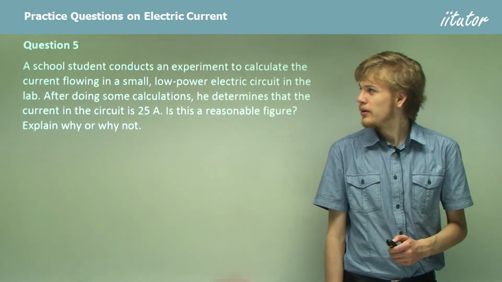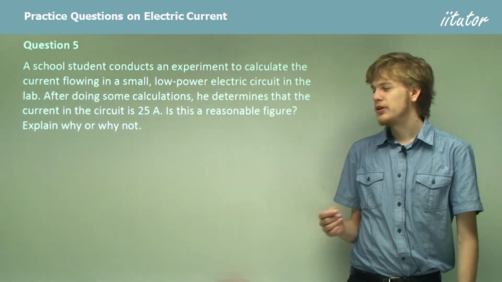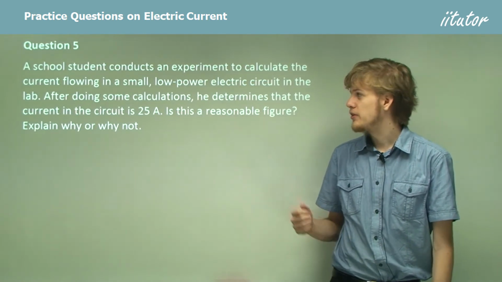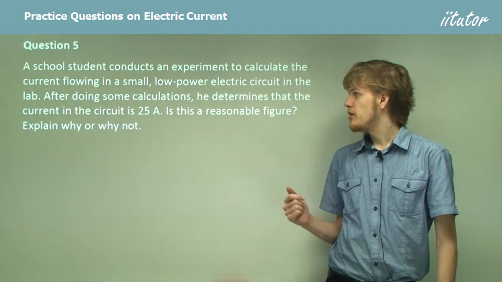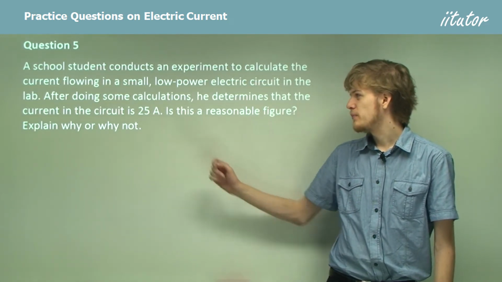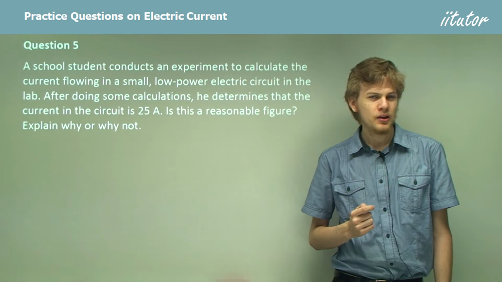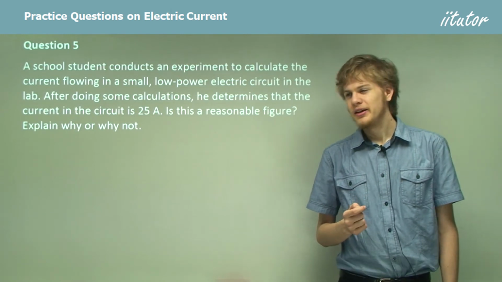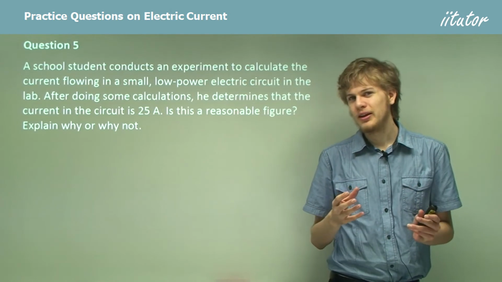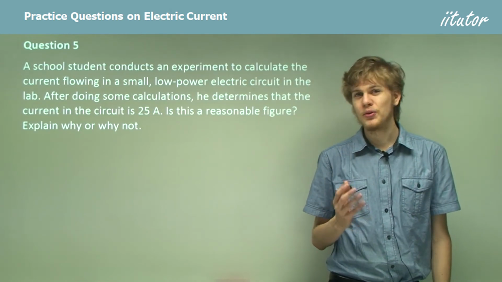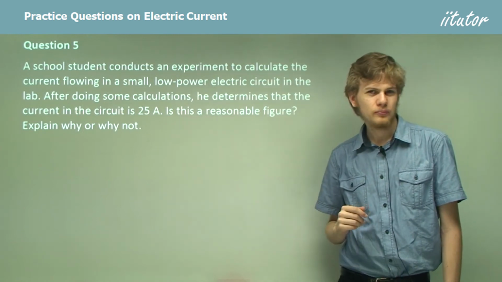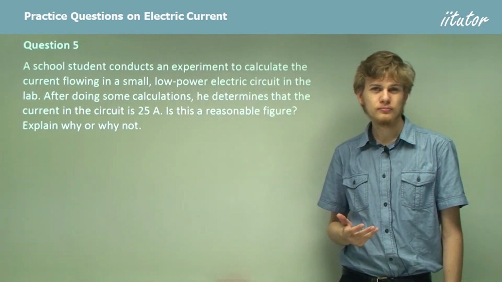Question 5. A school student conducts an experiment to calculate the current flowing in a small, low-power electric circuit in the lab. After doing some calculations, he determines that the current in the circuit is 25 amps. Is this a reasonable figure? Explain why or why not. Now, being able to answer a question like this is a very useful skill if you ever want to do experimental work in the lab. So, what do you think? Is 25 amps reasonable? Is it too large or too small?